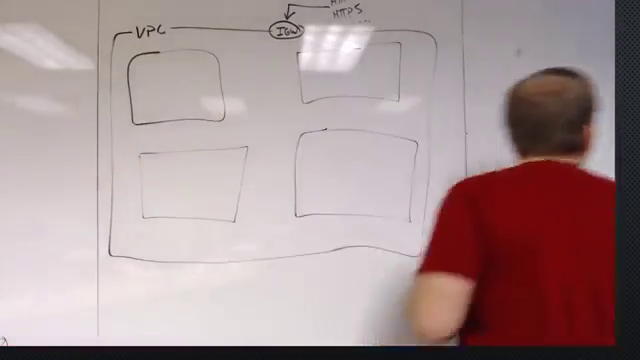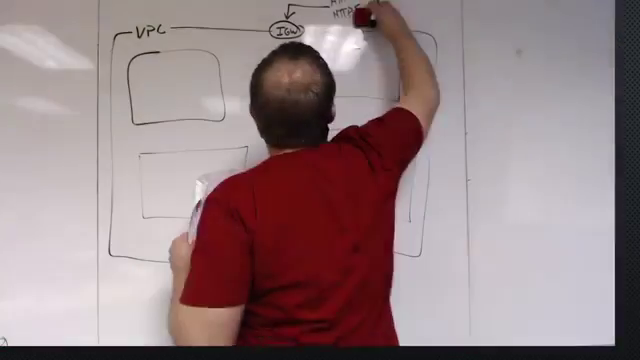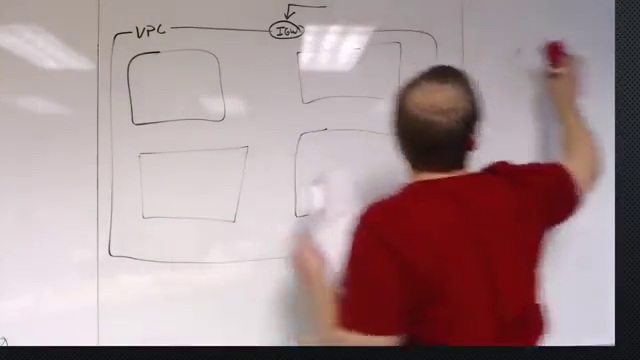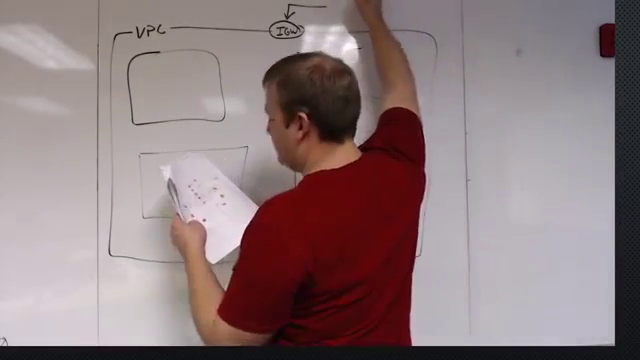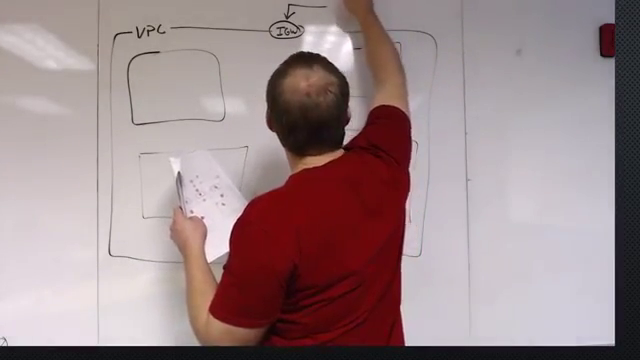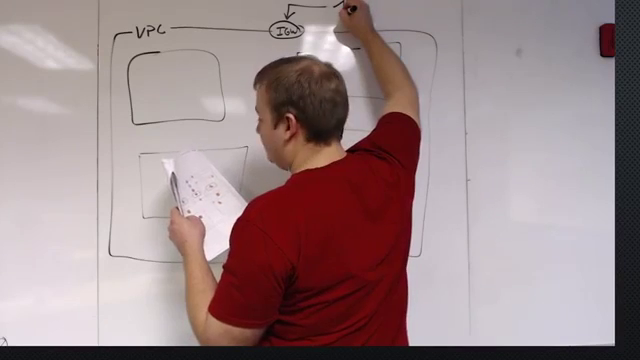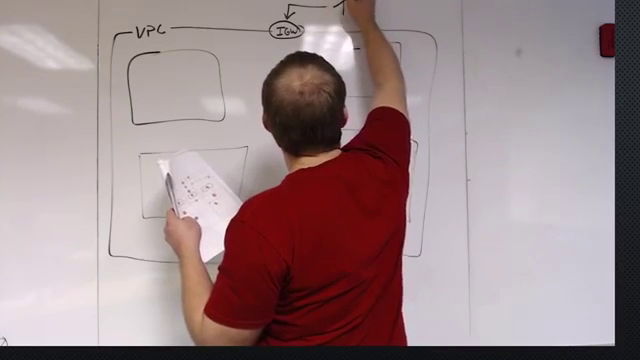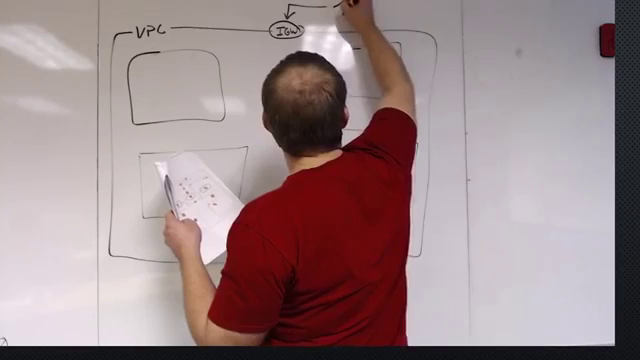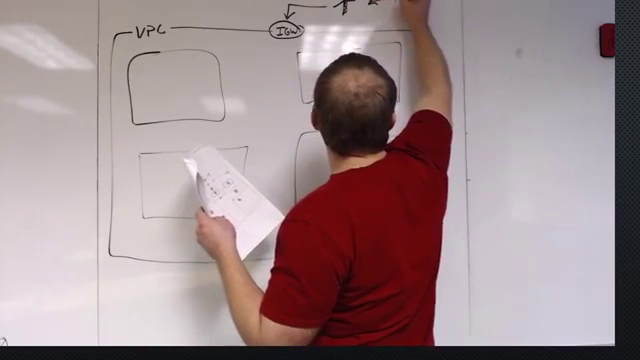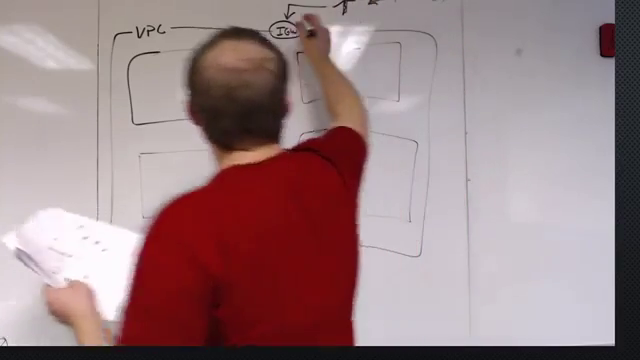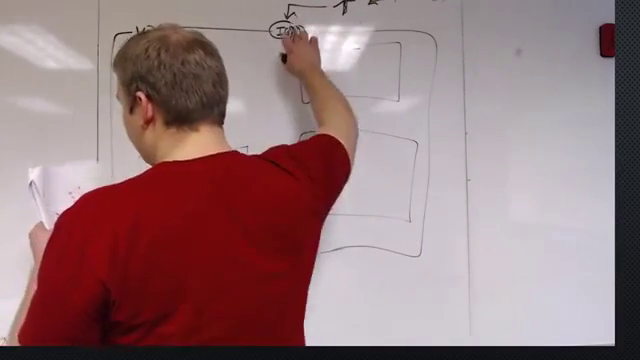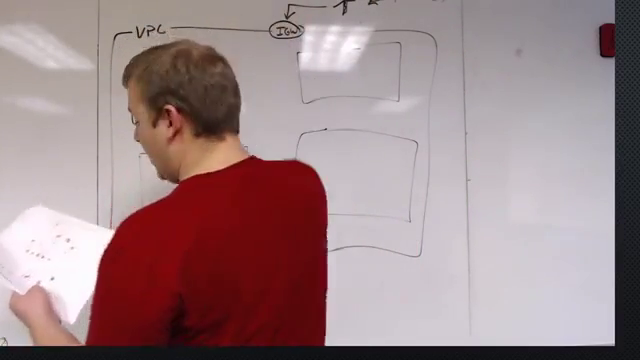Okay, so let's say that we have a Route 53. That T-looking thing, I'm not good at drawing, but this is a Route 53 entry. We have traffic coming from Route 53 into our internet gateway. That's a little cloud.